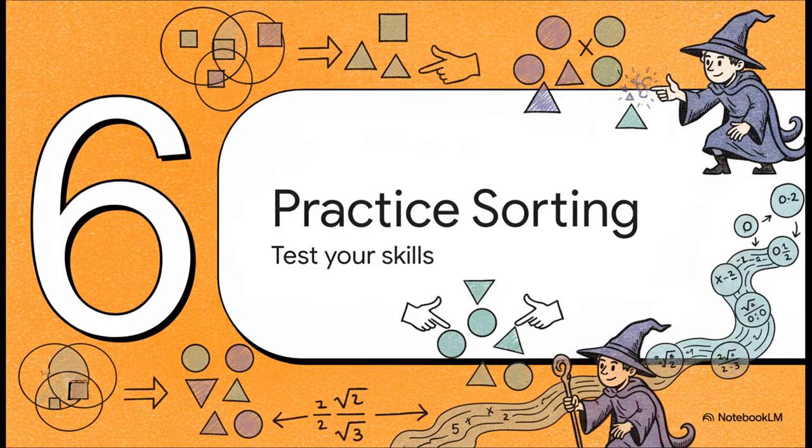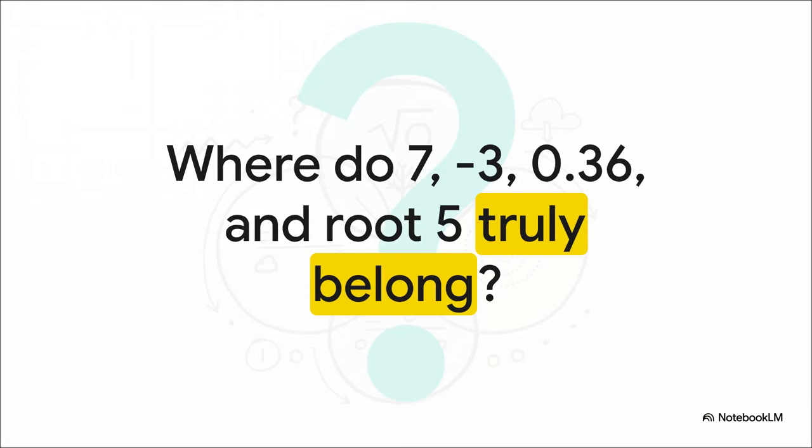All right, final stretch. Section 6. Let's practice sorting numbers. Okay, it's time to put all this theory into action. Let's test your new skills and see if you can be the master sorter here. Take a second and mentally place these 4 tricky characters into their correct homes. We've got the number 7, -3, the decimal 0.36, and the square root of 5.